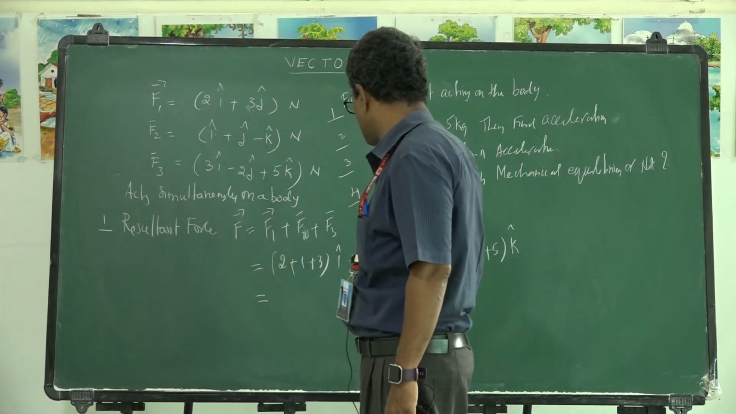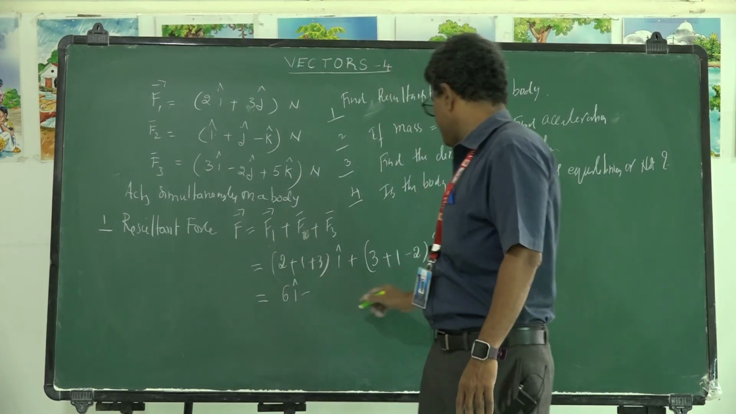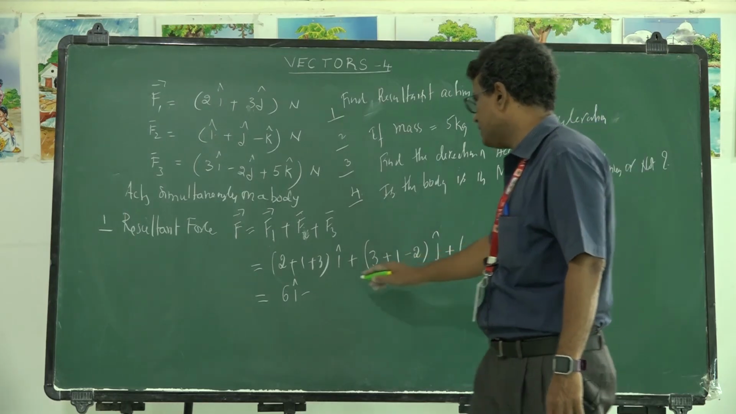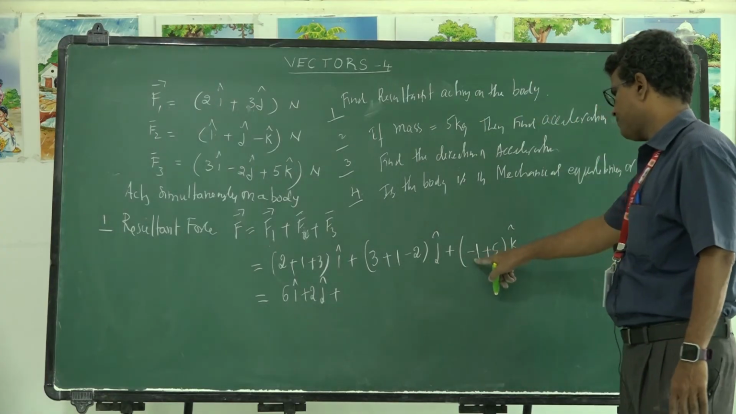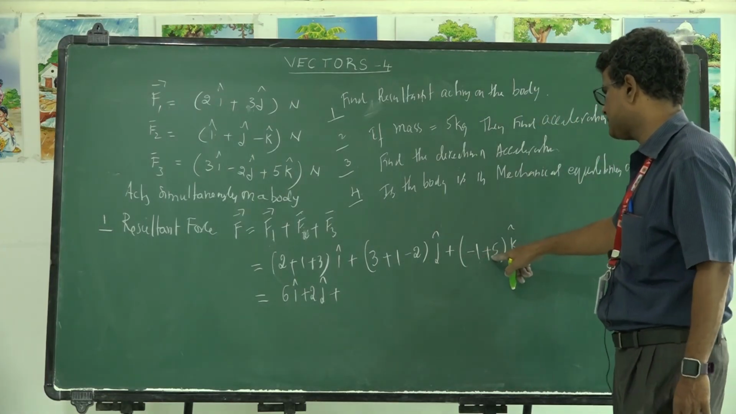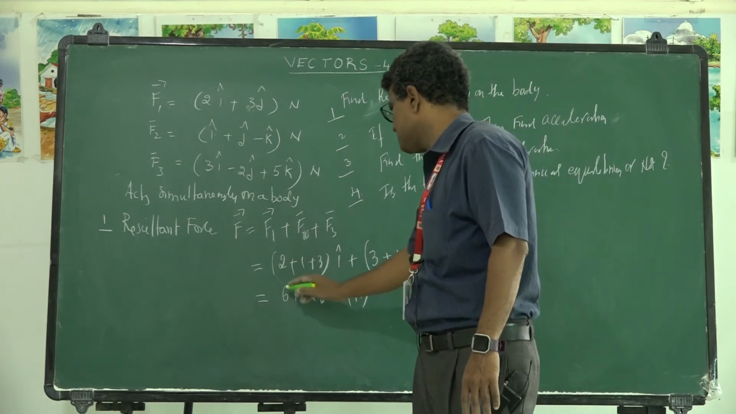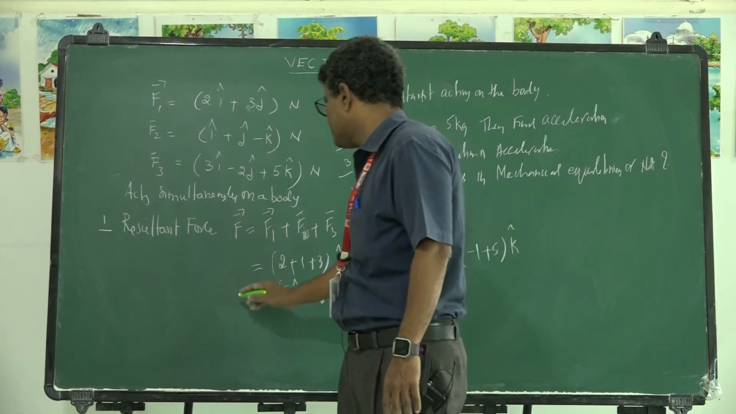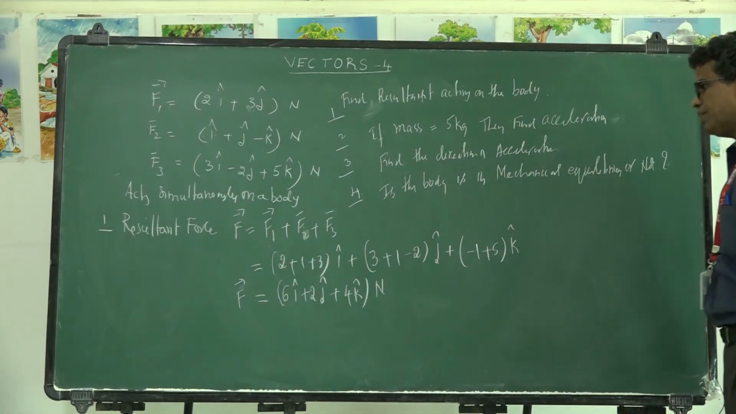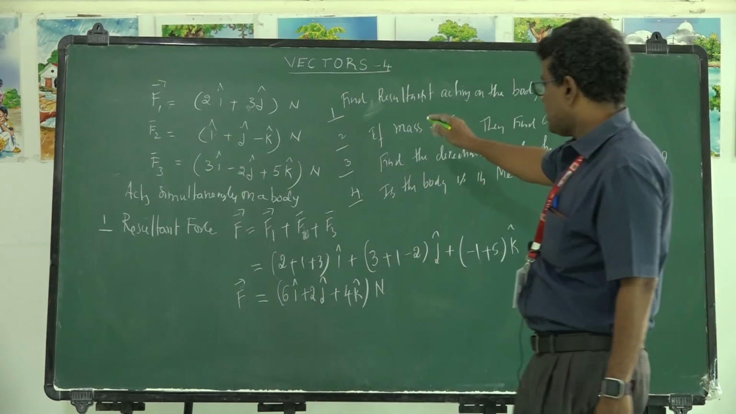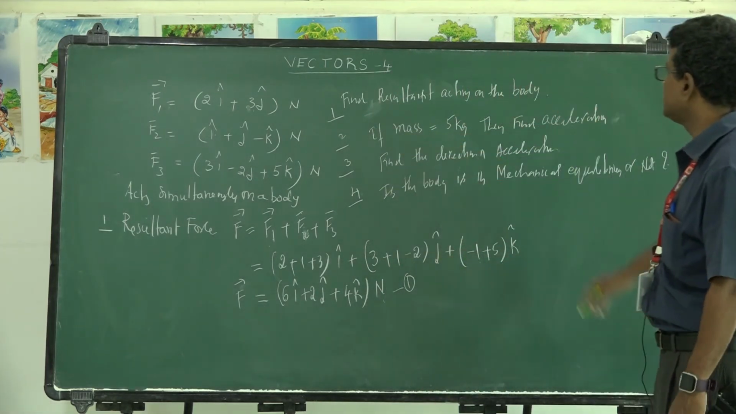Okay. So 2 plus 1 plus 3, this is 6 i cap. 3 plus 1 is 4, 4 minus 2 is 2, j cap, plus minus 1 plus 5 is 4, k cap. This is the resultant force acting on a body. So this is the answer for the first question. Find the resultant force on a body.